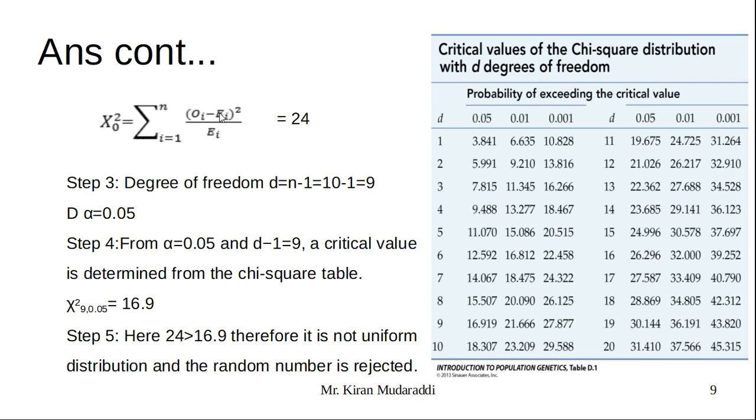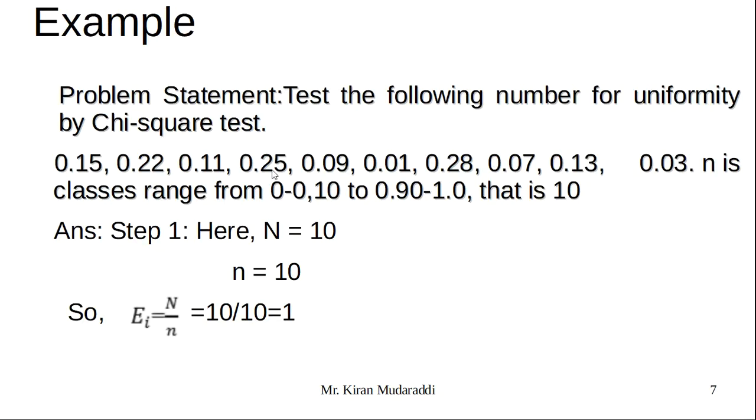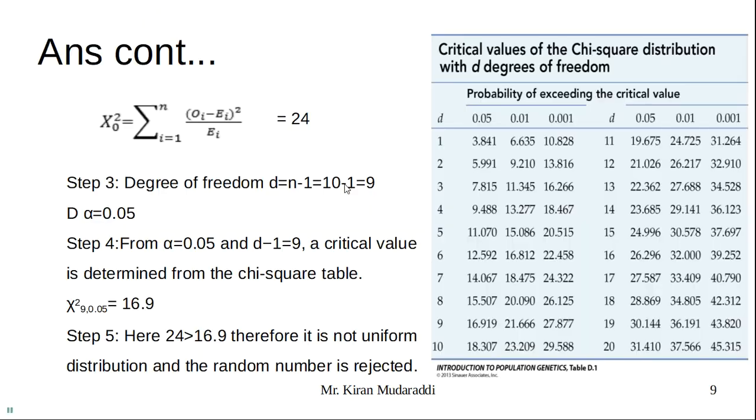So chi-square is nothing but what we calculated, 24. Step 3 is we need to calculate the degree of freedom. Degree of freedom, D, is nothing but n minus 1, which I already told you in the algorithm. n value is how much? Lowercase letter n is 10. Minus 1 is 9. And the alpha value is given in the problem statement, that is 0.05. For this we need to find the value from step 4. In step 4, alpha value is how much? 0.05, and D value is 9.